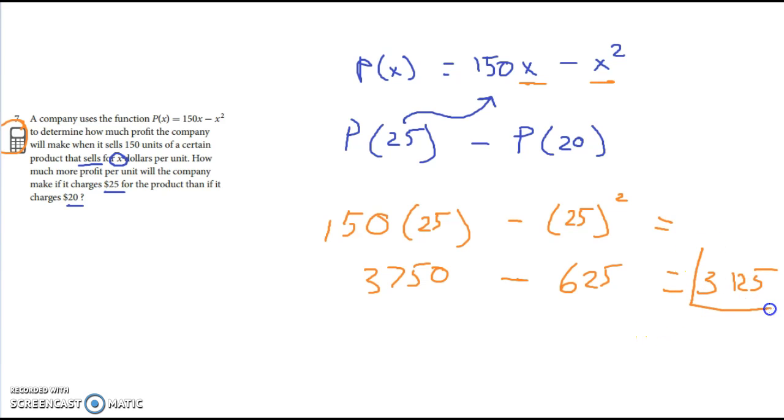That would be 3,125. So what we figured out here was that the profit that we get when we plug x equal 25 into this equation is that.